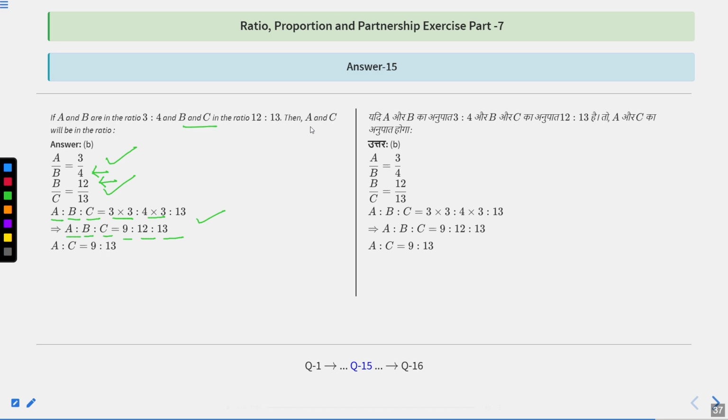So the question asks, what is the ratio of A and C? The value of A is 9, the value of C is 13. So it will become 9:13. B is the correct answer. Next one.